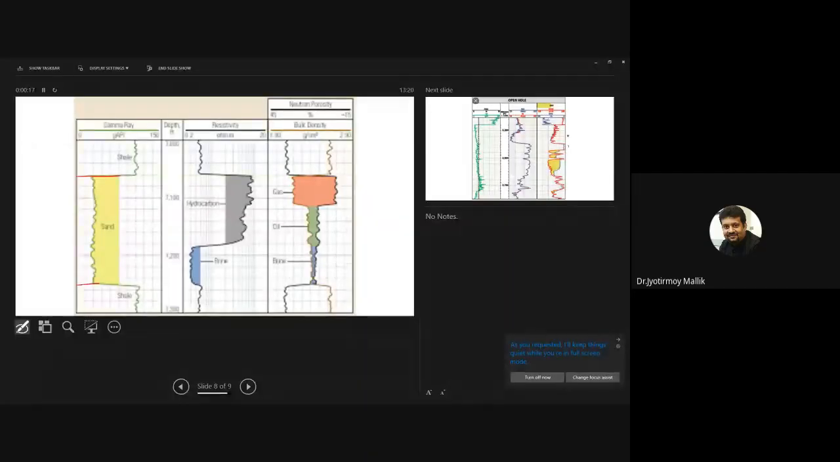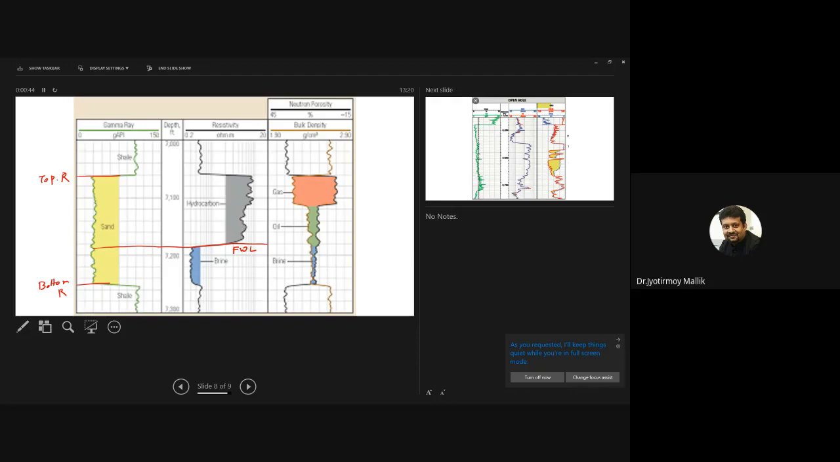Now, if you see here in this particular graph, this is the gamma ray curve, right? From the low gamma ray, I have discovered my top reservoir, and this is my bottom reservoir, right? Reservoir's top and reservoir's bottom. And then from higher resistivity, and then flipping to lower resistivity, I know that this is my seawater level.